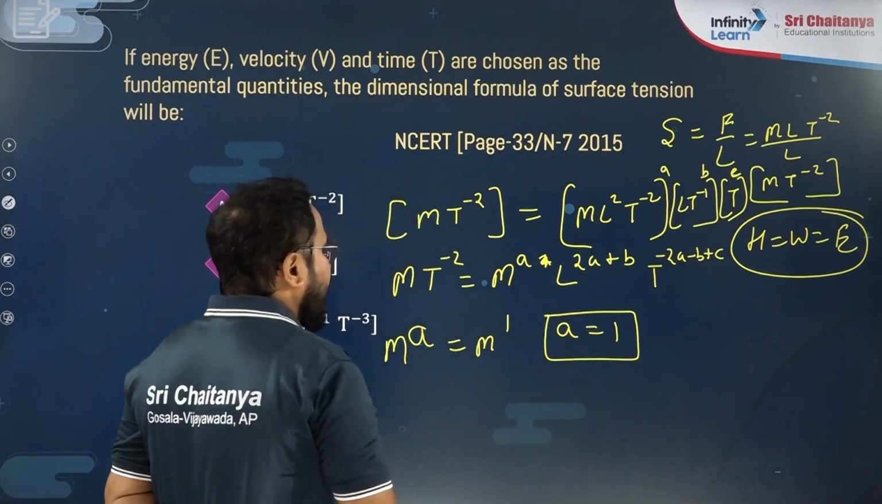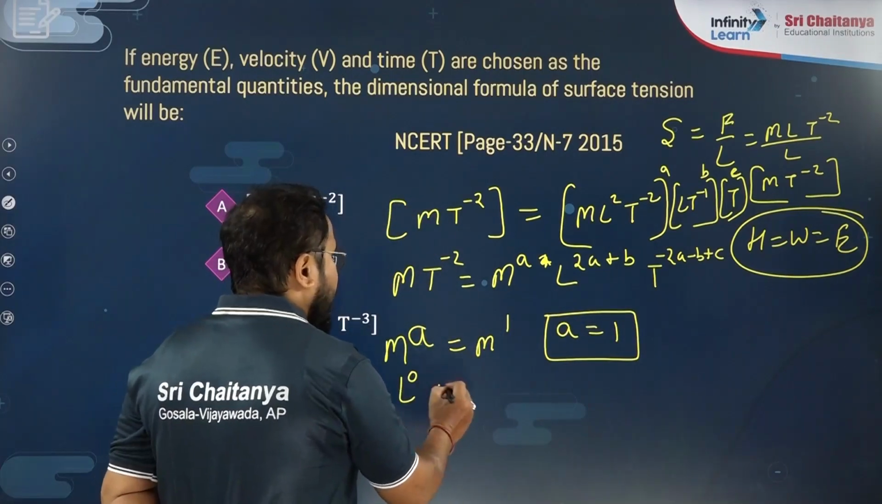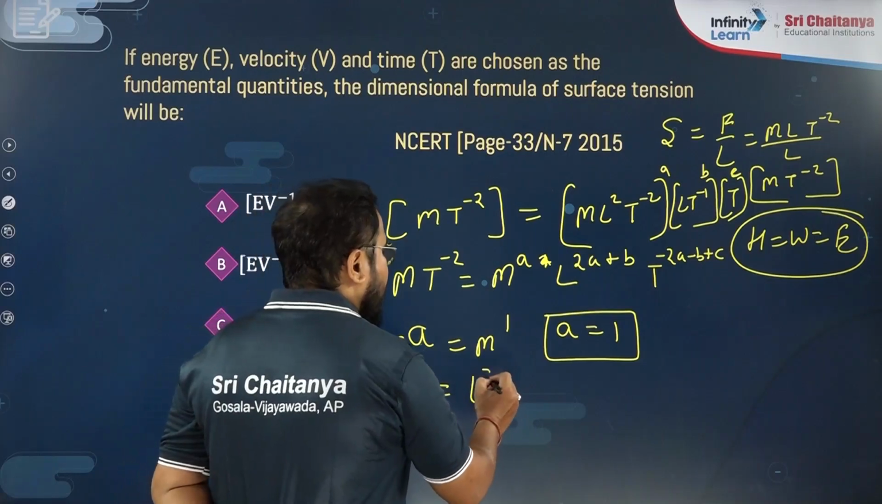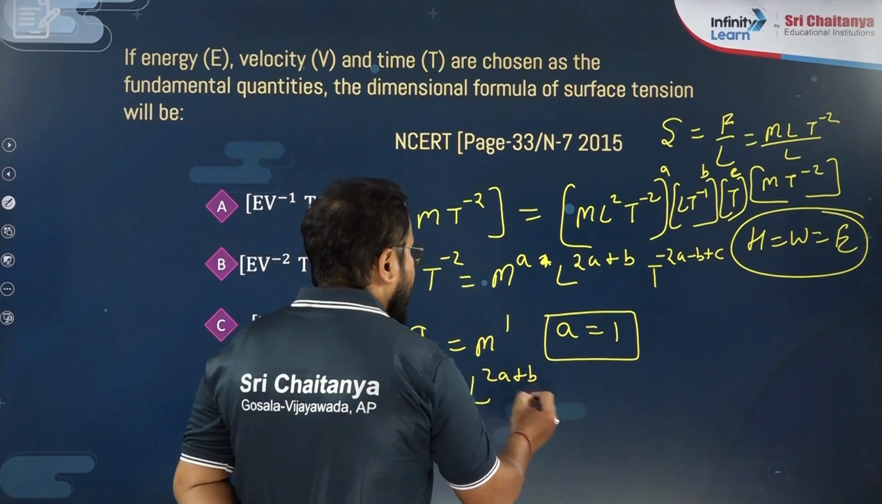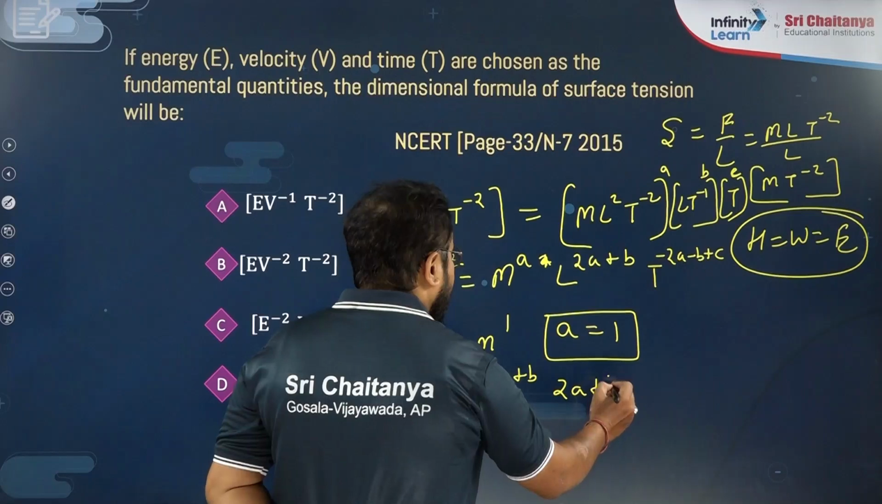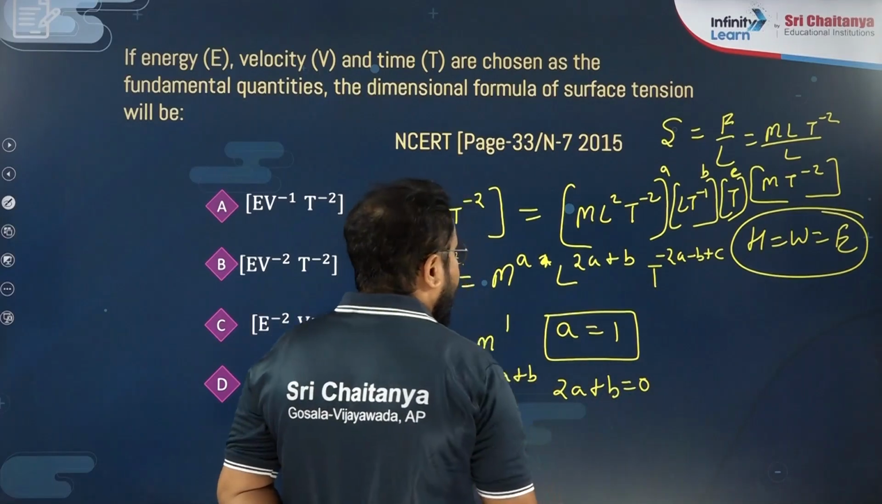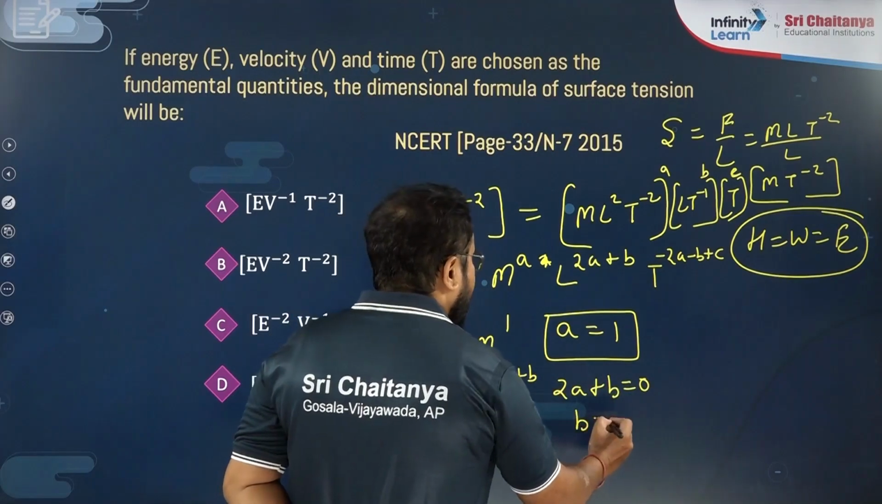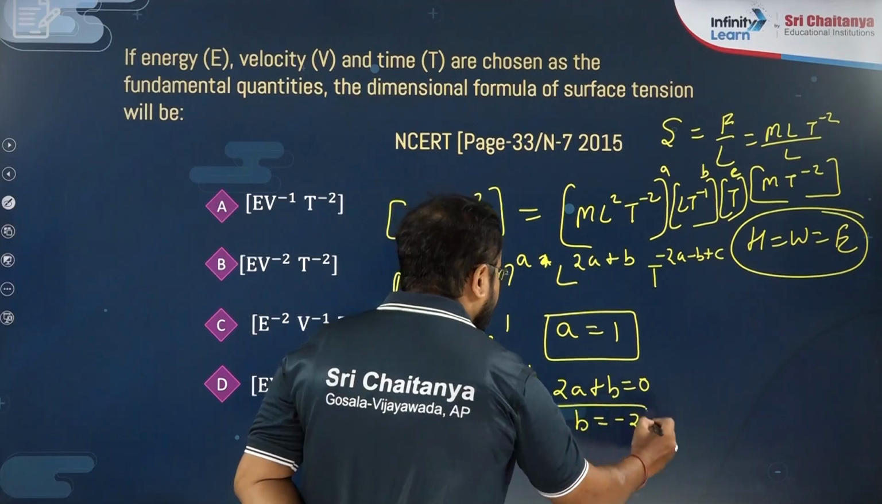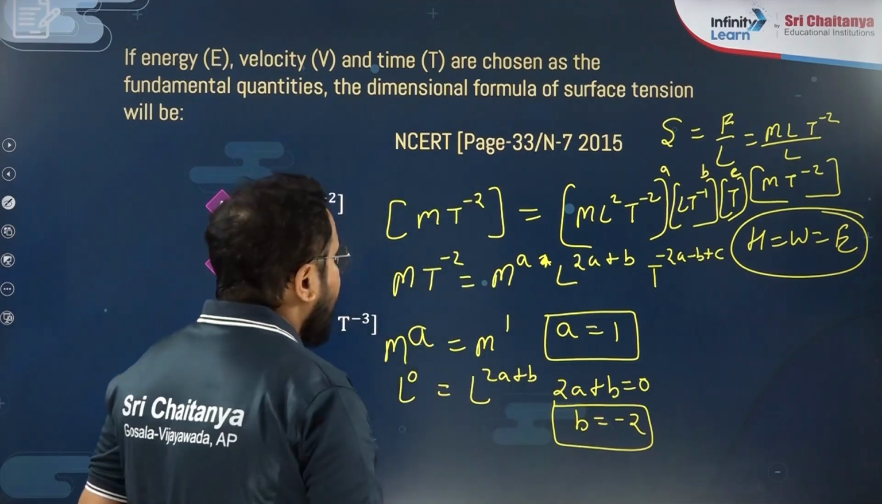Can you see L over here? No, there is no L. L to the power 0. So, this will become L to the power 2A+B. What will it become? 2A+B equals 0. Substitute A as 1, B will become minus 2. We have found out the B.